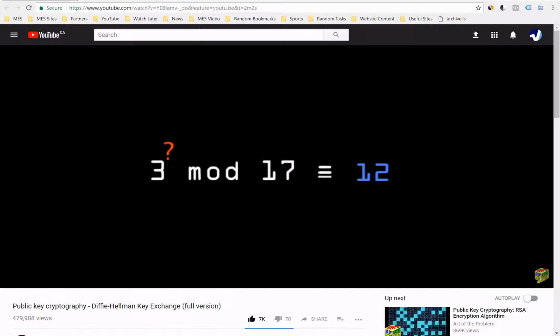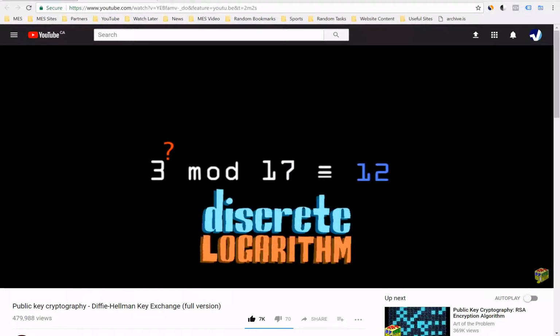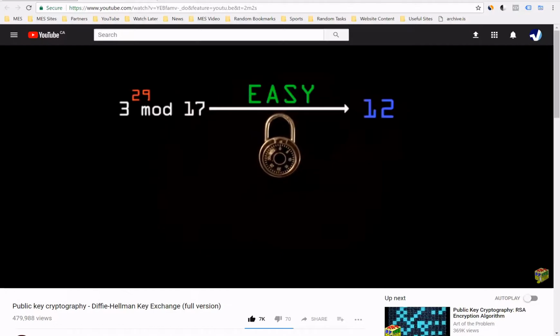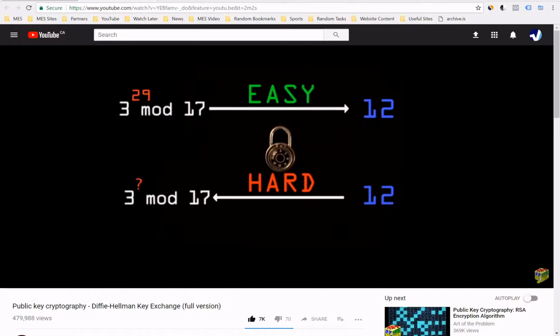Now, the reverse procedure is hard. Say, given 12, find the exponent 3 needs to be raised to. This is called the discrete logarithm problem. And now we have our one-way function. Easy to perform, but hard to reverse. Given 12, we would have to resort to trial and error to find matching exponents.